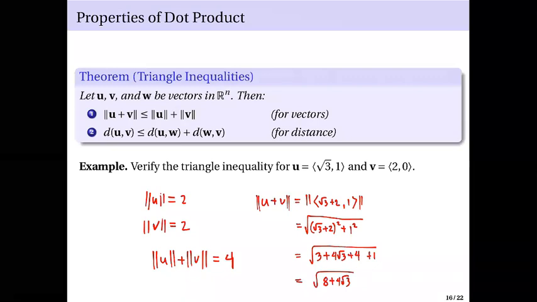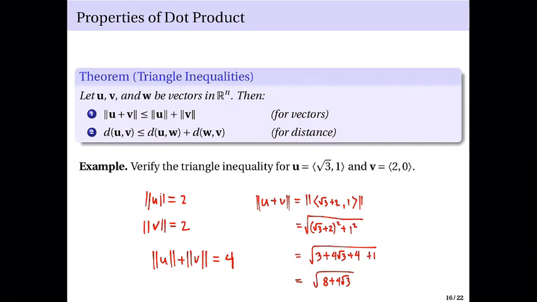We can manipulate this. And how do we manipulate? We can factor out 4. You take the square root of that. So this is equal to 2 square root of 2 plus square root of 3. Okay. So this guy here is equal to this. Just try to verify. Okay.